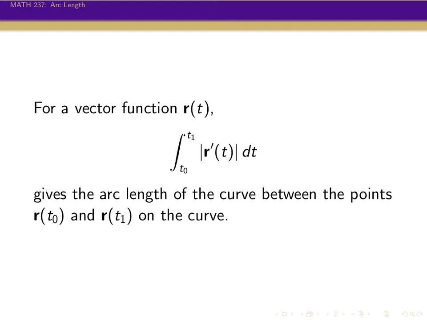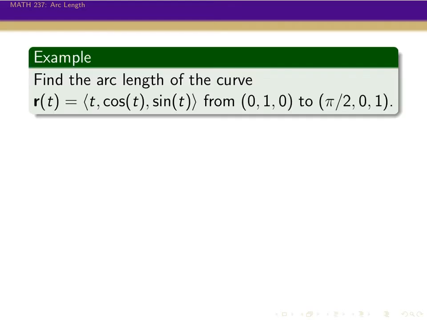And so that, very quickly, inside of an integral can actually get pretty ugly. So while the formula is very pretty, calculating arc lengths exactly can be pretty tough. But here's an example that'll work out pretty nicely. We're going to try and find the arc length of the curve (t, cosine t, sine t) from the point (0, 1, 0) to (pi over 2, 0, 1).